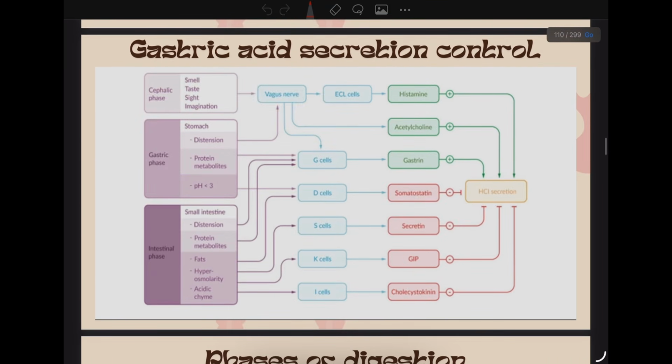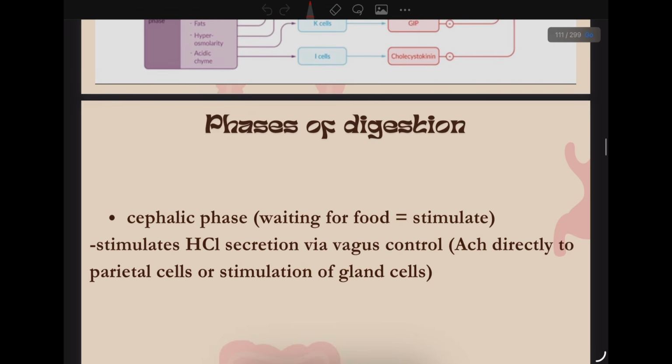I know this sounds scary, like a lot of things are happening at once, but it's very easy. I want you to focus with me. We have phases of digestion, right? In each phase, certain things are released to do certain functions. Do you agree on that? Okay, let's see what happens.